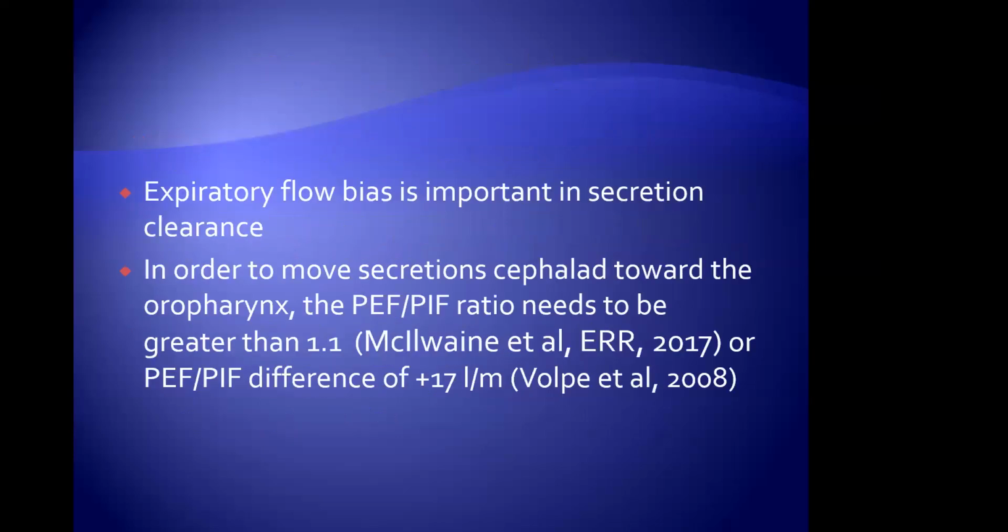All right. Expiratory flow bias is important in secretion clearance. In order to move secretion cephalad toward the oropharynx, the I:E ratio needs to be greater than 1.1. And again, this is science that people have known and written about. It's well documented.